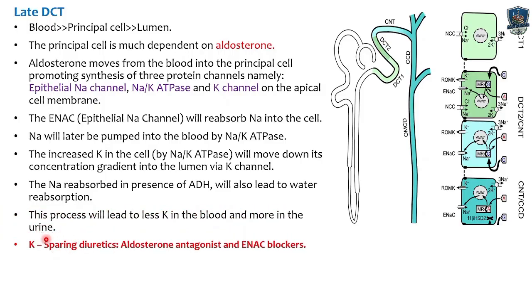So potassium sparing diuretics are the drugs that have a mechanism of action on the late DCT. So potassium sparing diuretics will act on the late DCT by preventing, number one, either by going against aldosterone or via ENaC blockers. So some may work as ENaC blockers. And remember, when the drugs act as ENaC blockers, they will prevent the reabsorption of sodium ions. So that's something that you have to note.